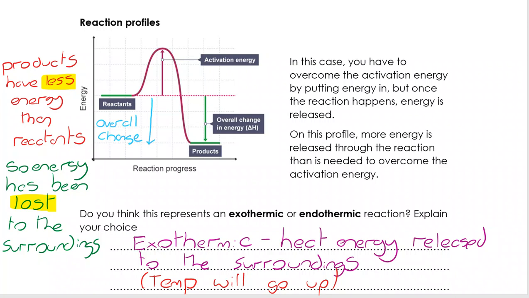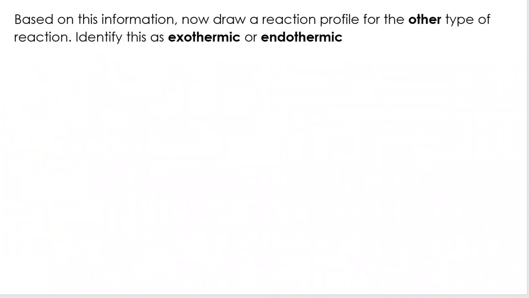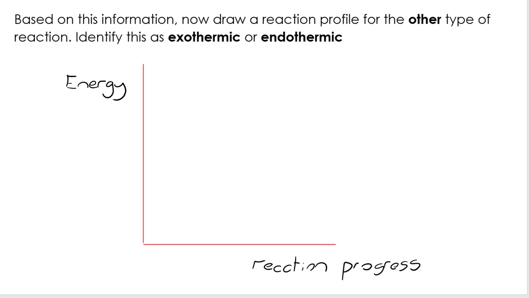Now, I'm going to ask you to have a go, sketch out what you think the reaction profile would look like for an endothermic reaction. Remember, this is exothermic. Now let's try endothermic. And the axes stay the same. We've got energy on the y-axis. We have reaction progress, or progress of reaction, on the x-axis. And my reactants have a certain amount of energy.